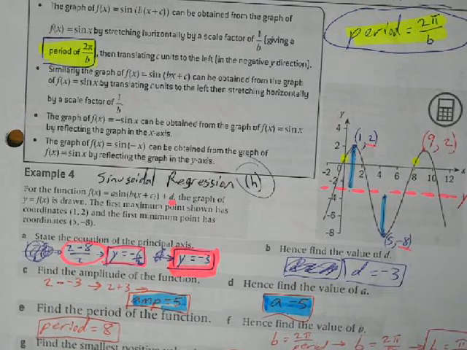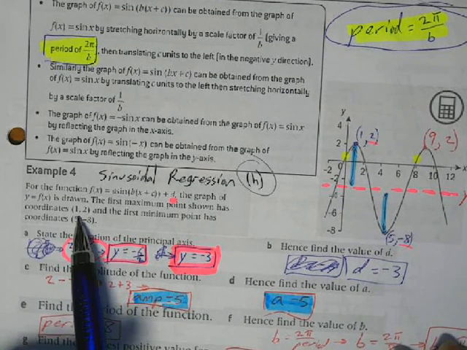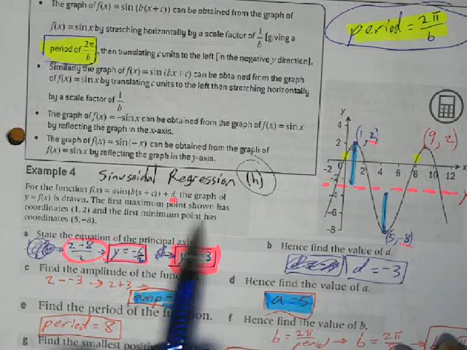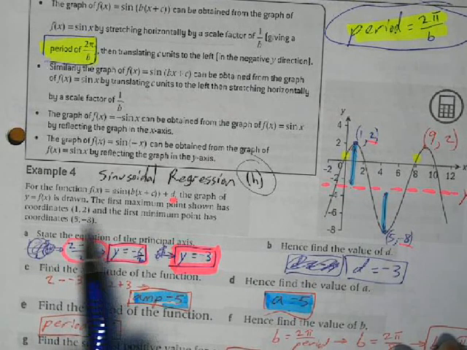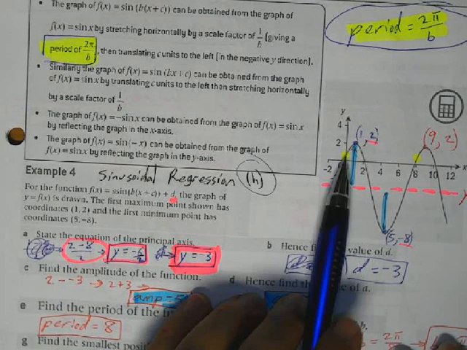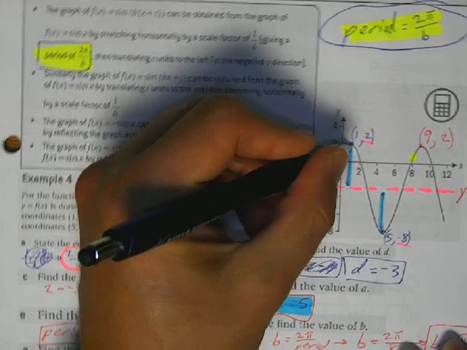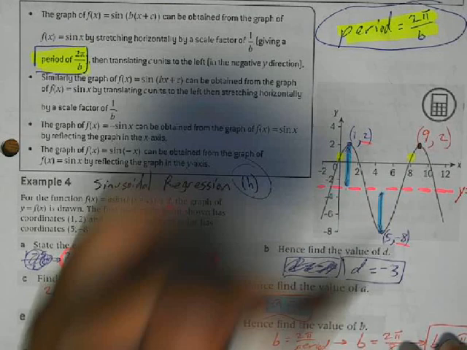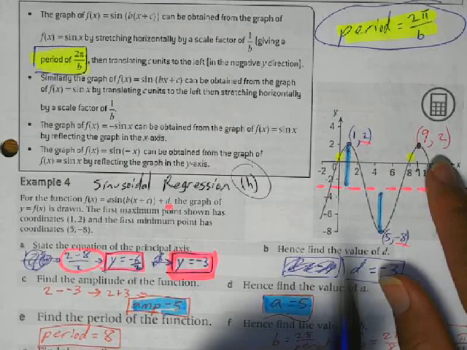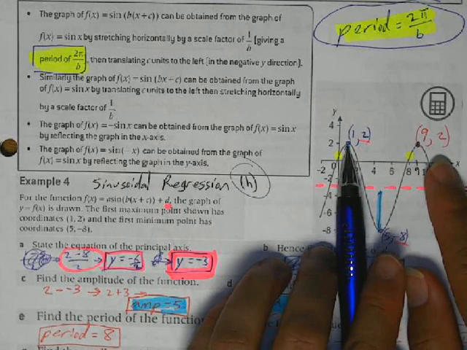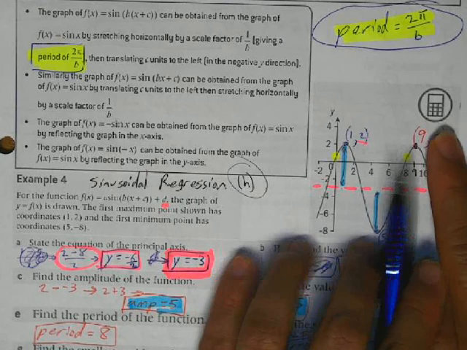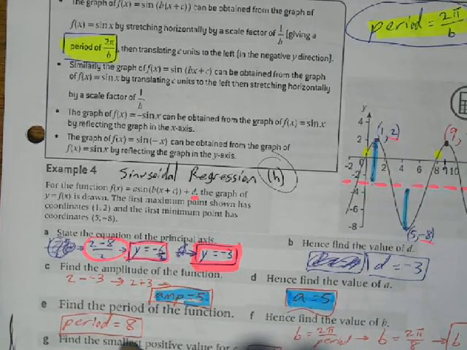Okay, now we need to figure out the period. They've told you that we've got a coordinate at 1, 0, which I put a dot there. And they also told me that the first minimum is 5, -8. And so when I look here, I'm back at the top at 9, 2. So now I know that the period goes from 1 to 9. So the length from here to here is 8. My period is 8 units.